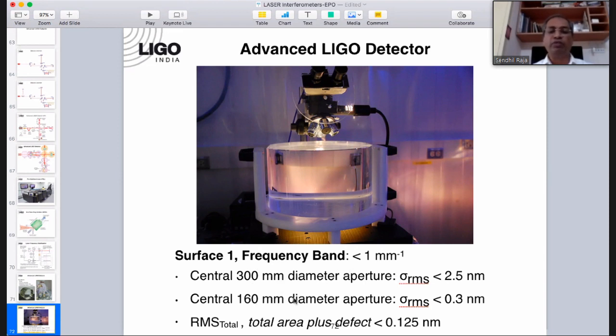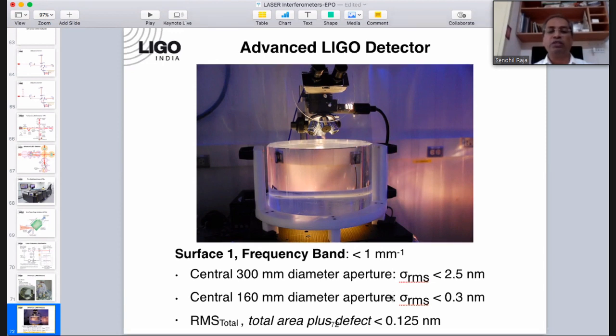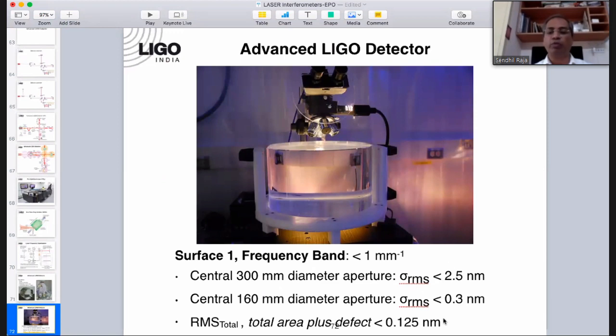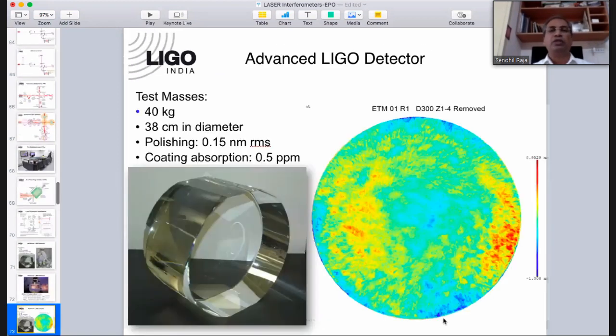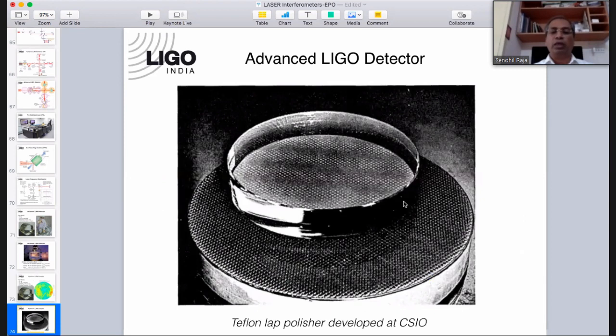But in the central aperture, where the beam footprint of the Gaussian is present, you need a specification which is better than 0.3 nanometer over a spatial frequency of less than 1 millimeter inverse. And the total RMS defect should be less than 0.125 nanometer. So this is a typical error phase map of a LIGO mirror from a typical measurement. And these are measured with the phase shifting interferometers that I mentioned, from a commercial company. So even fabricating these optical components was not an easy task.